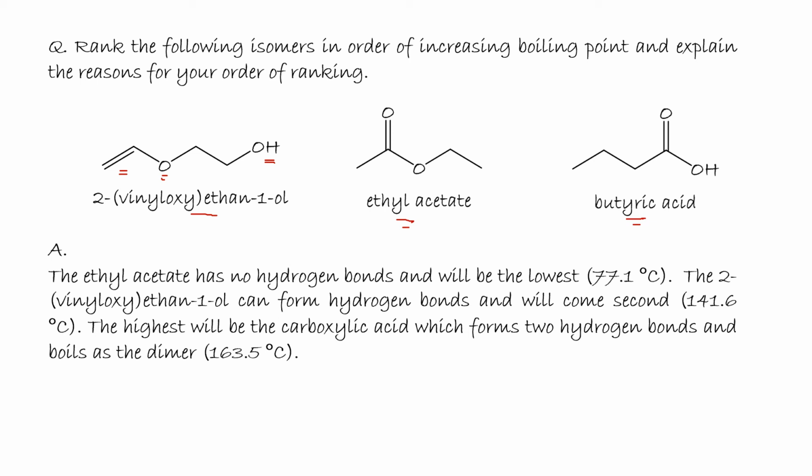We find out the ethyl acetate boils at lower temperature, 77.1. The 2-vinyloxyethan-1-ol can form hydrogen bond. That's why the boiling point is a little bit higher. The highest will be carboxylic acid, which forms 2 hydrogen bonds and boils as a dimer at 163.5. So this will be number 1, highest, and the ethyl acetate will be the lowest. And here is the highest.